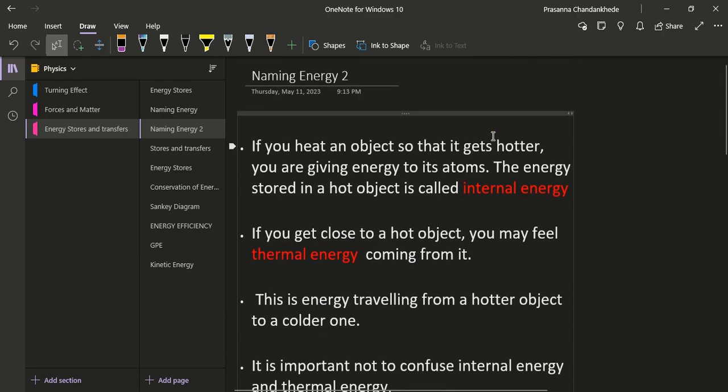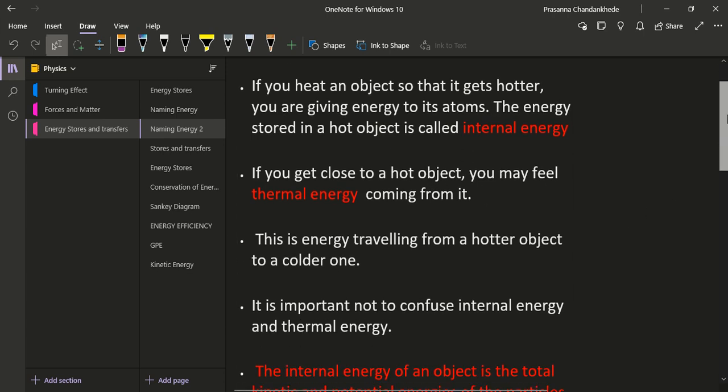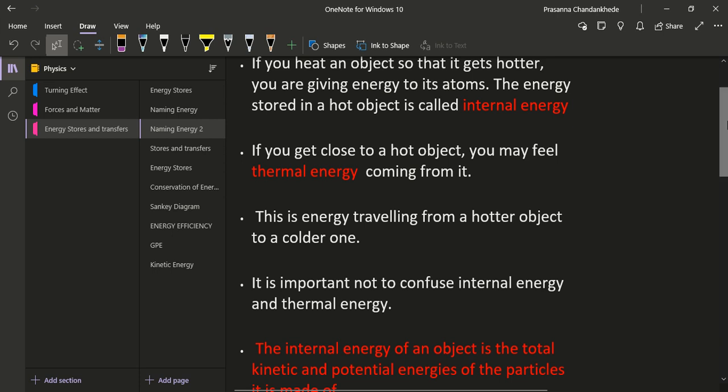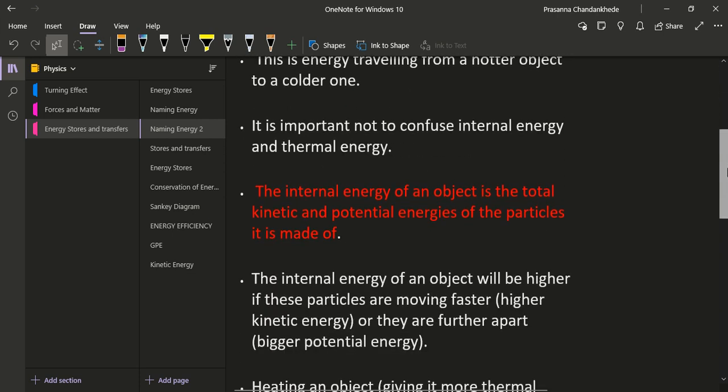If you heat an object so that it gets hotter, you are giving energy to its atoms. The energy stored in a hot object is called internal energy. If you get close to a hot object, you may feel thermal energy coming from it. This is energy traveling from a hotter object to a colder one. It is important not to confuse internal energy and thermal energy.